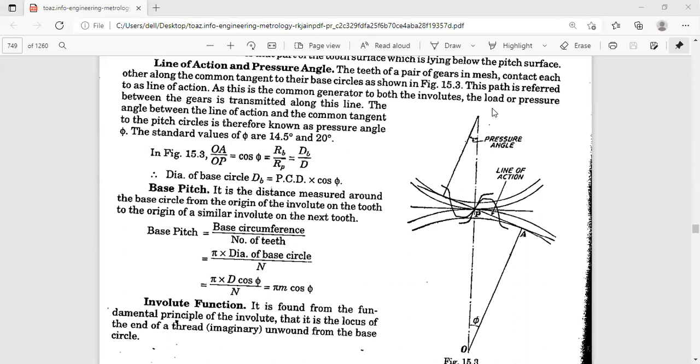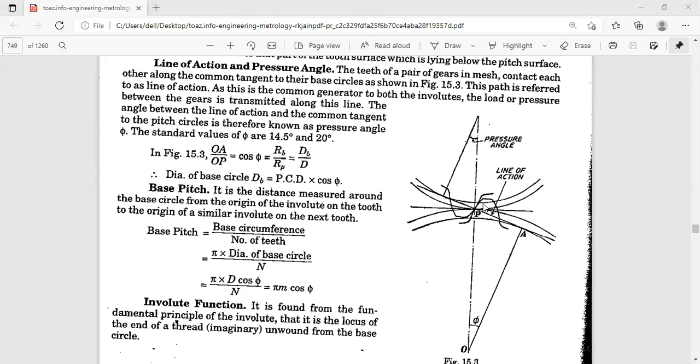So they contact each other along the common tangent to the base circles. Because we have a base circle for one gear and another base circle for the other gear, we try to draw a common tangent. Just see in figure 15.3, that is the common tangent that is drawn. So this path is a common tangent and a normal is there. This path between the gears is referred to as the line of action.